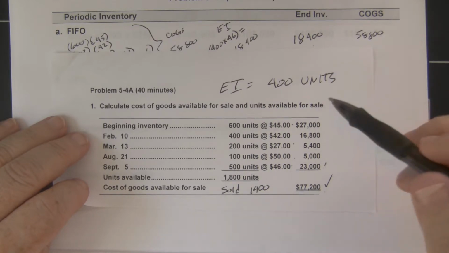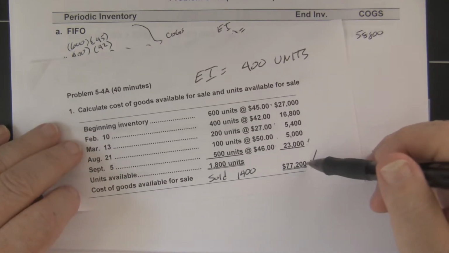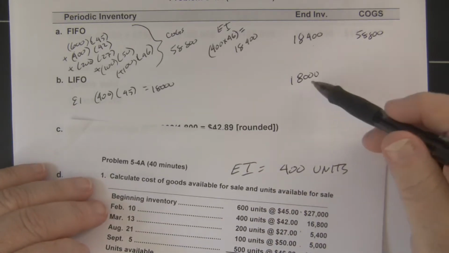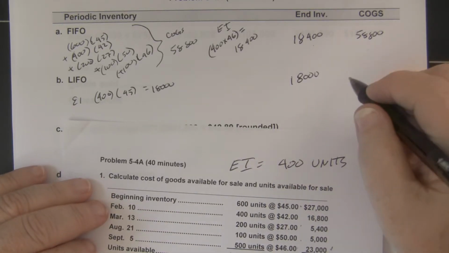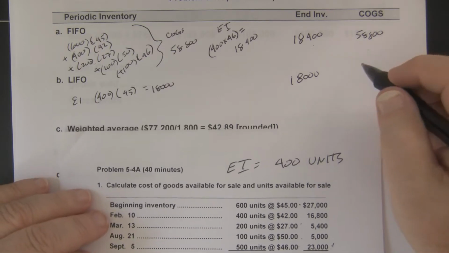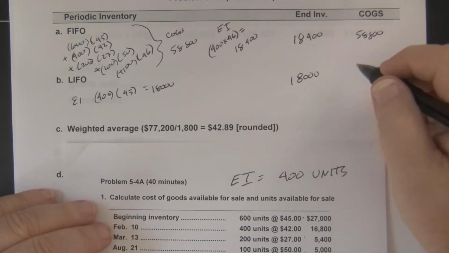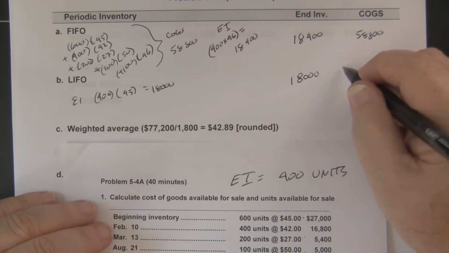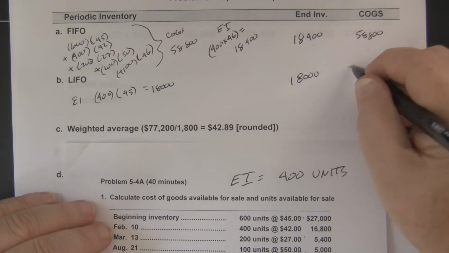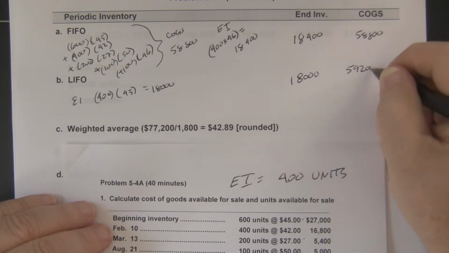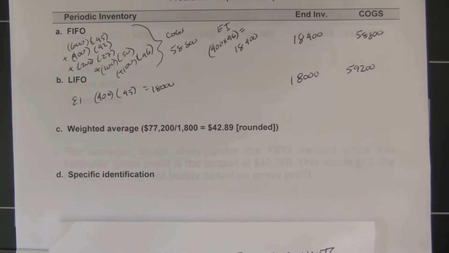I don't have that much time. I know that if I had $77,200 all together, and I have $18,000 left, I can do the subtraction. 77,200 minus 18,000, my cost of goods sold is 59,200. Okay?